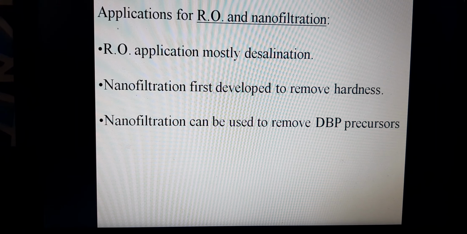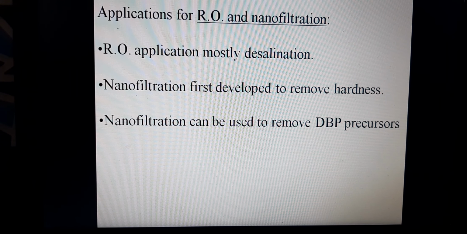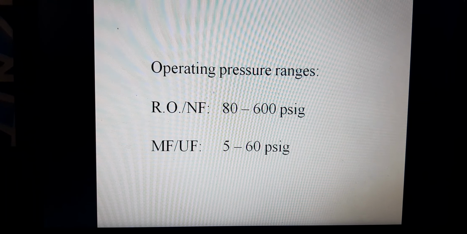The second is nanofiltration, first developed to remove hardness. Most groundwater, borewell or well water has high calcium and magnesium hardness or permanent hardness, and to remove this hardness, we use nanofilters. Nanofiltration can also be used to remove DBP precursors. So these are the applications of RO and nanofiltration.